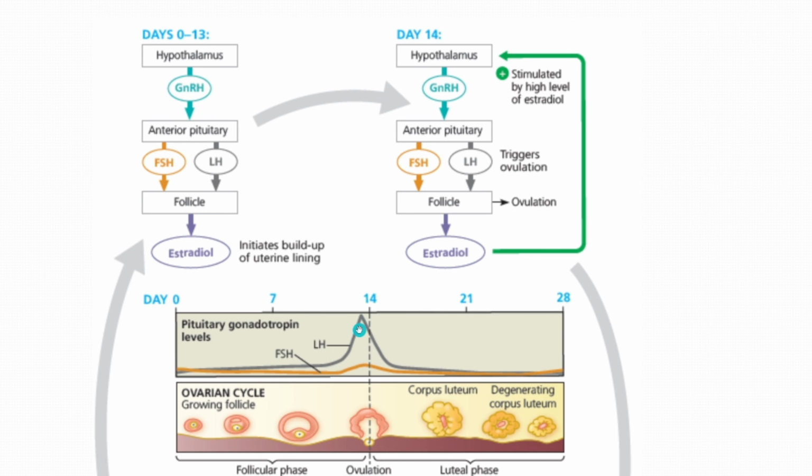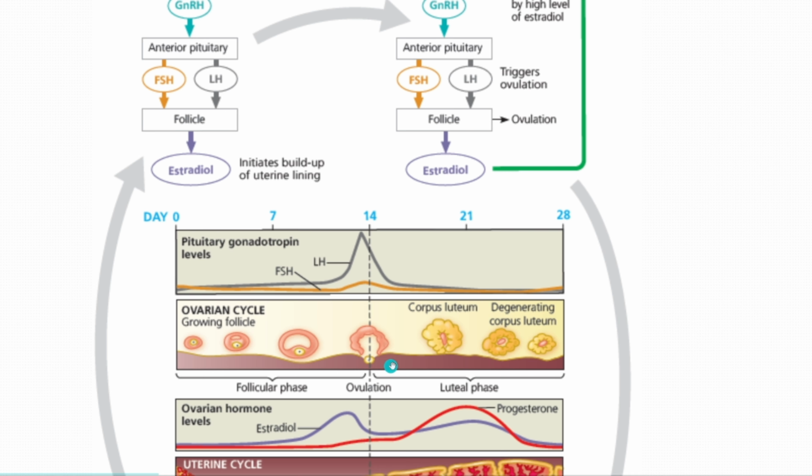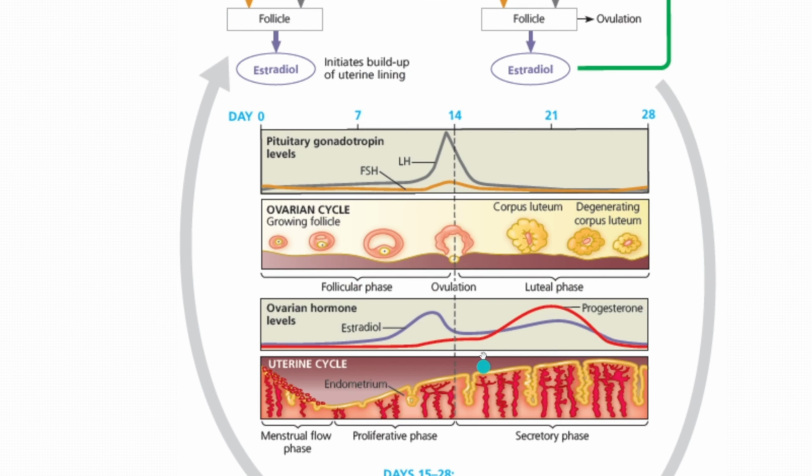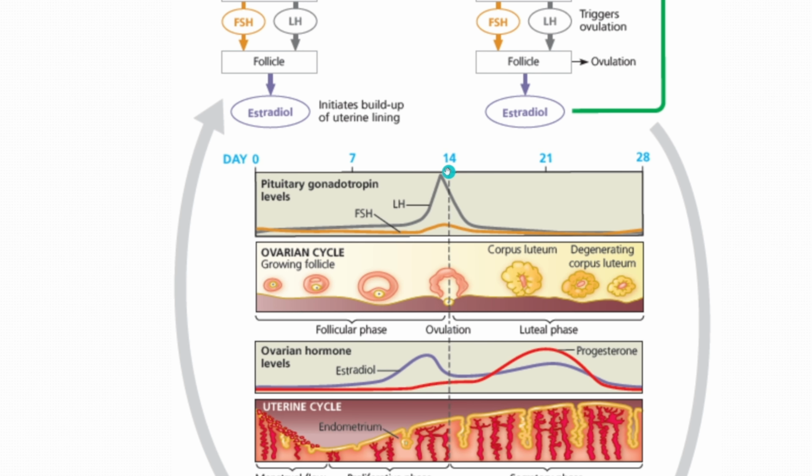So high concentration of LH will stimulate the ovulation process, meaning that it will release the secondary oocyte from the Graafian follicle like this. At the same time, LH will also stimulate the development of the ruptured follicle into the corpus luteum. So this is what happens in day 14.